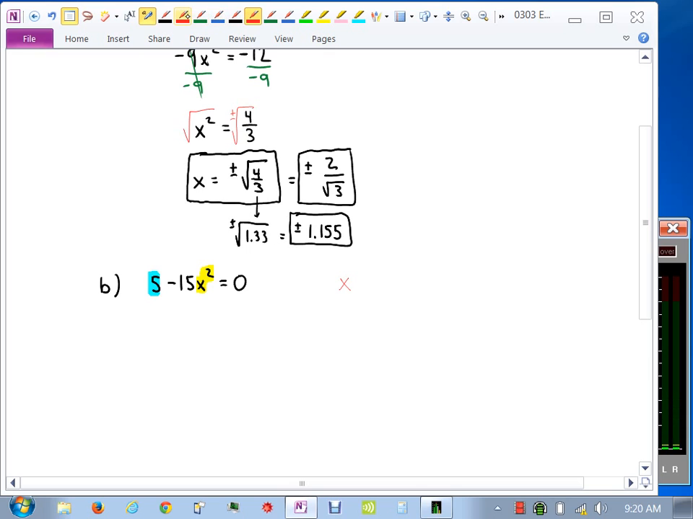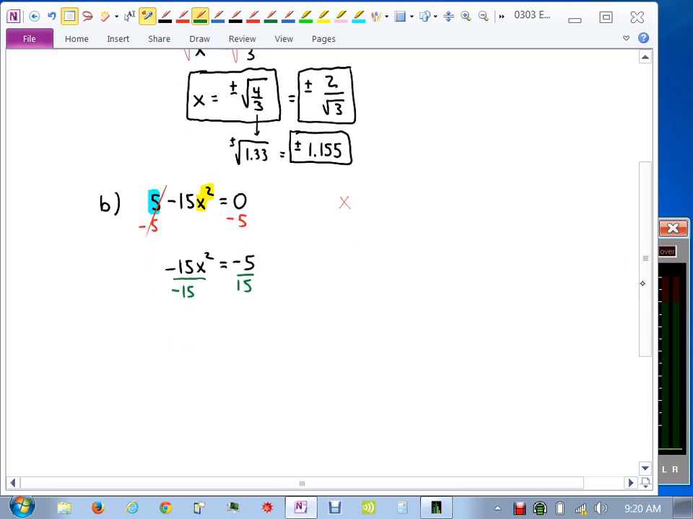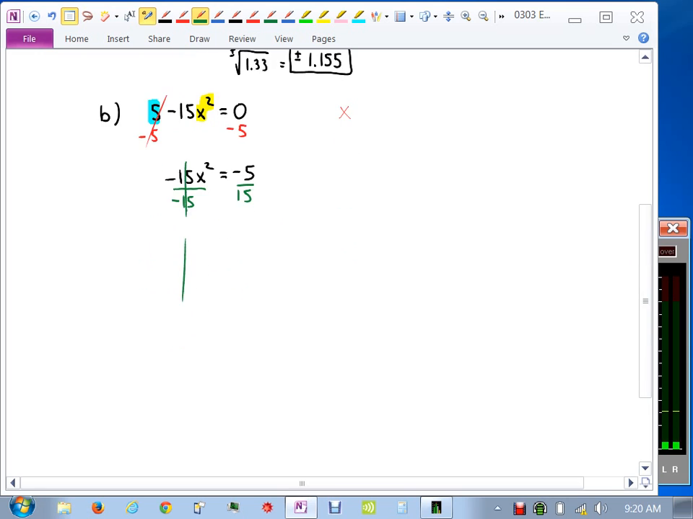I'm going to choose to go ahead and subtract the 5 on both sides. When you do that, negative 15x squared is on the left. On the right, 0 minus 5 is negative 5. And then again, I'm going to divide through by the coefficient in front of x squared, which is negative 15. And I'll go ahead and get my x squared on the left. On the right, a negative divided by a positive is negative. And 5 goes into both of these, so I get 1/3.